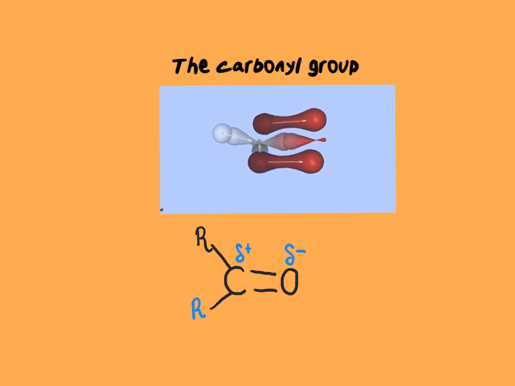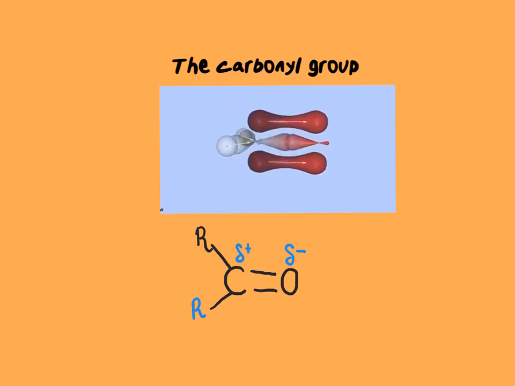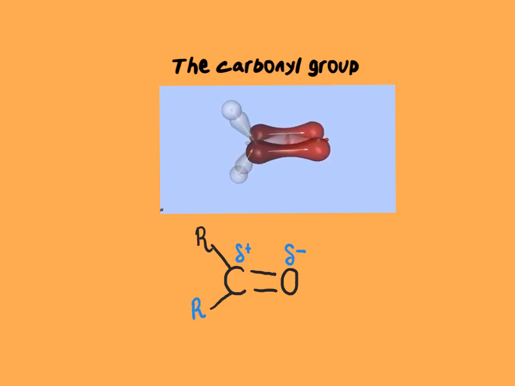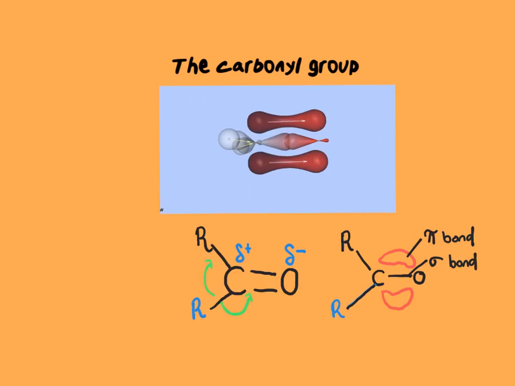Let's now take a look at the carbonyl group itself, the C double bond O. What's not really studied at AQA is the nature of the C double bond O, that the carbon double bond oxygen is in fact two different types of bonds. There's a pi bond and a sigma bond. Also, it's a planar molecule.